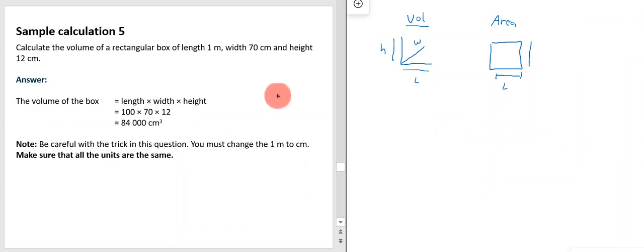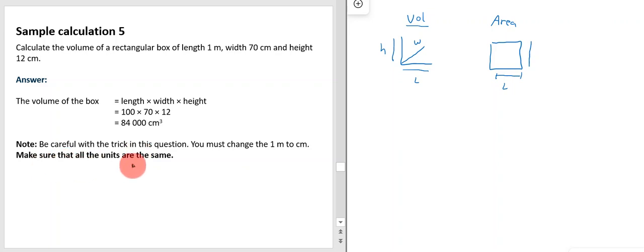So let's look at some sample calculations. In this one, calculate the volume of a rectangular box which has a length of 1 meter, a width of 70 centimeters, and a height of 12 centimeters. Now notice with this one, it has given you different units. You need to be careful. It's kind of a trick in the question. You must change the meters to centimeters.